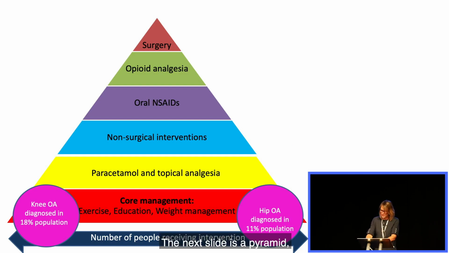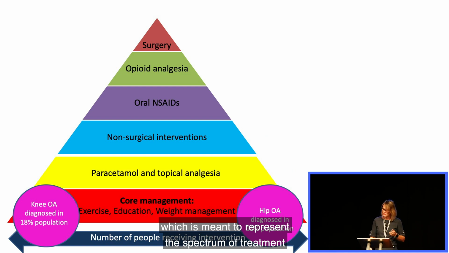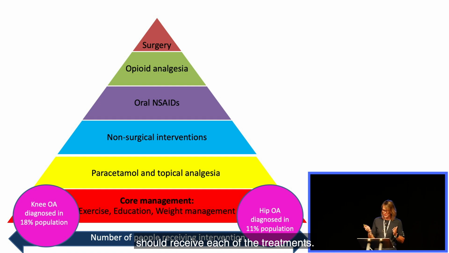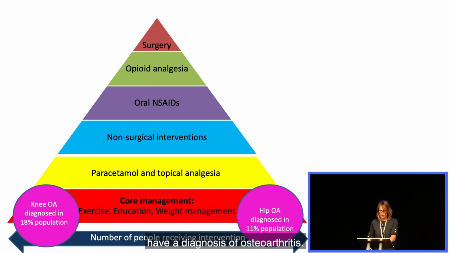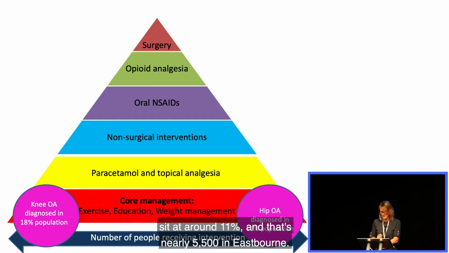The next slide is a pyramid which is meant to represent the spectrum of treatment available for osteoarthritis. And the width of the band represents how many people should receive each of the treatments. So locally, approximately 18% of the population have a diagnosis of osteoarthritis. So in Eastbourne alone, that would amount to nearly 9,000 people. Equivalent figures for the hip sit at around 11%, and that's nearly 5,500 in Eastbourne.